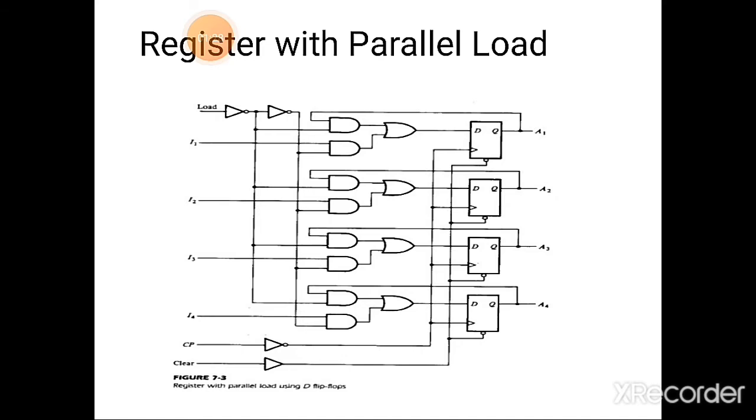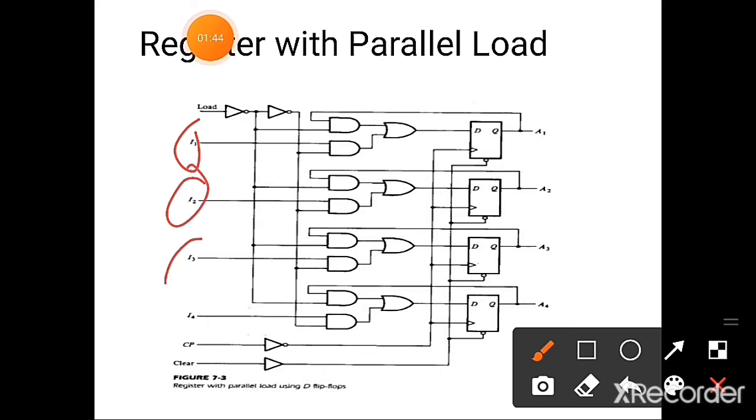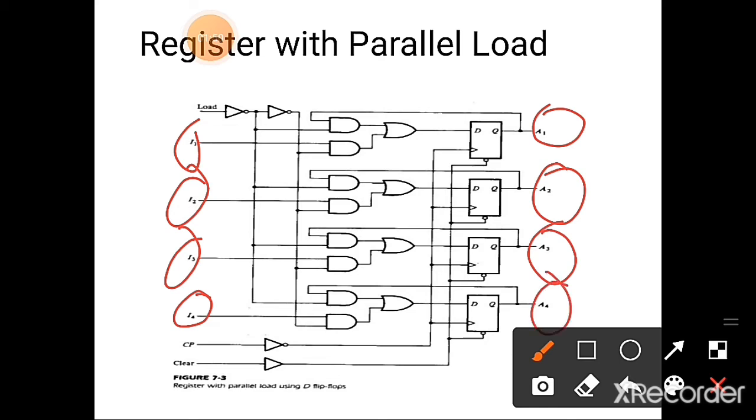Here, this is a register with parallel load, and there are 4-bit D flip-flops. There are 4 inputs: I1, I2, I3 and I4. Then 4 outputs: A1, A2, A3 and A4. Here there is a clock pulse, CP, and there is an inverter. The purpose of this inverter is to reduce the loading of the master clock generator.